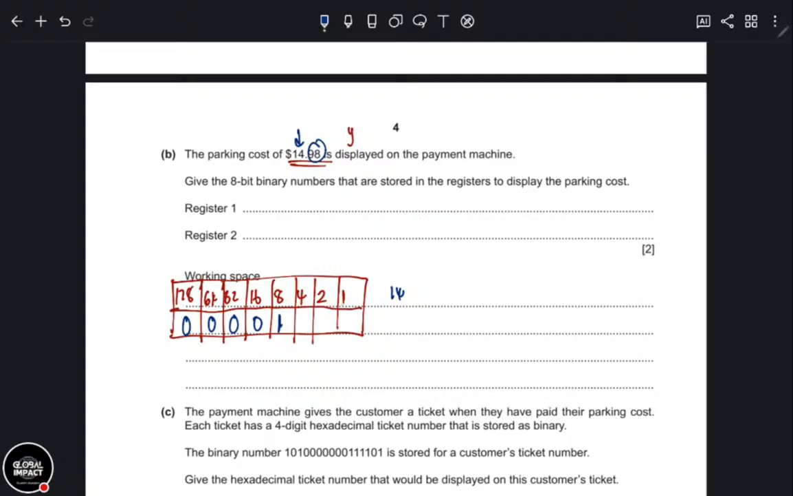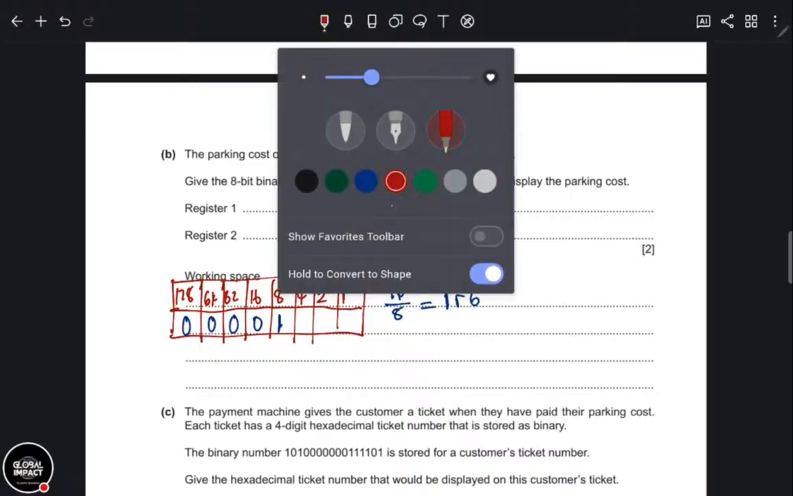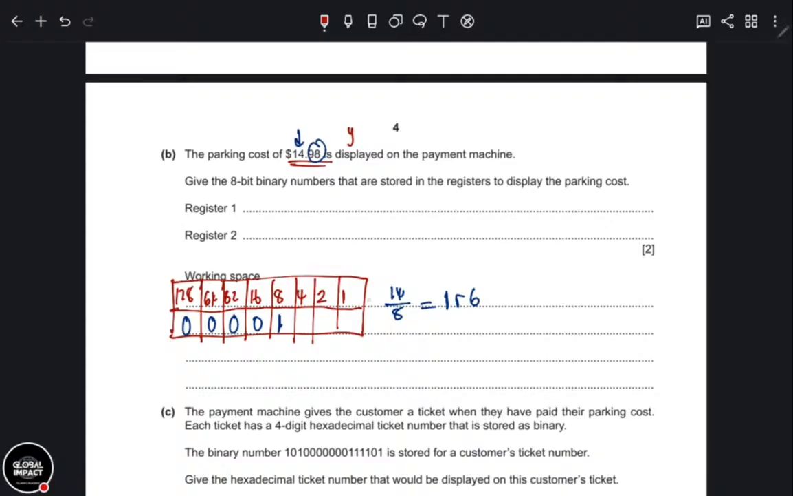And once you put a 1 on something, you go and divide by it, okay? 14 divided by 8. Remember, you have no calculator, okay? 14 divided by 8 is 1, remainder 6, because you say 14 minus 8 to get that remainder. Then that remainder, you now divide it. So we are now going to work with 6.